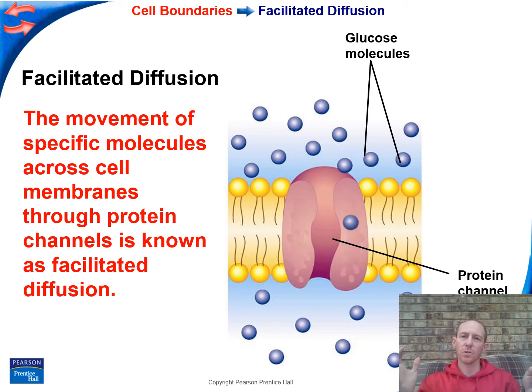Again, if it's diffusion, we're talking about high to low concentration. So lots of stuff here will on average flow that way if there's less of it here. There it is. Okay.